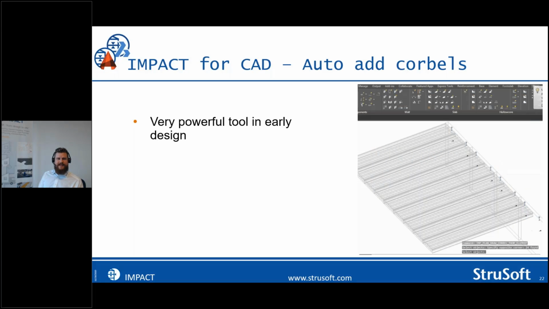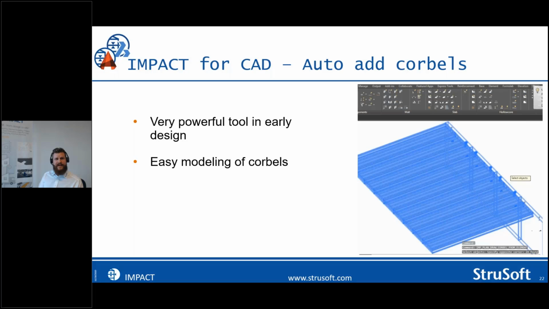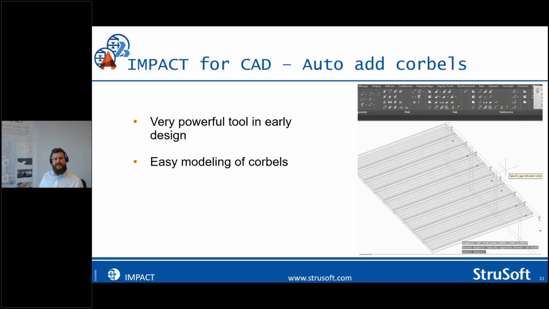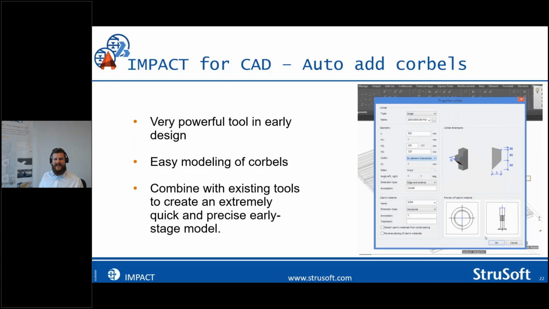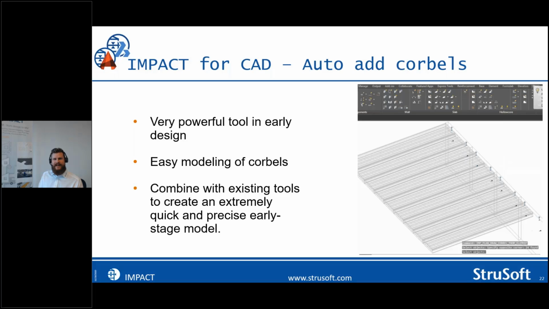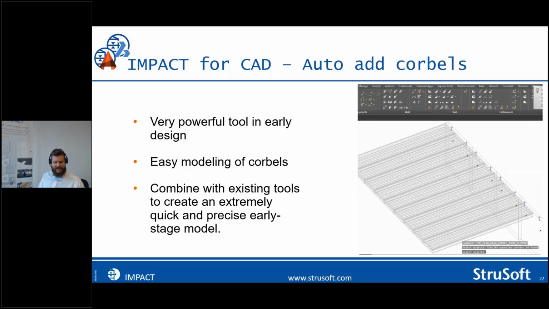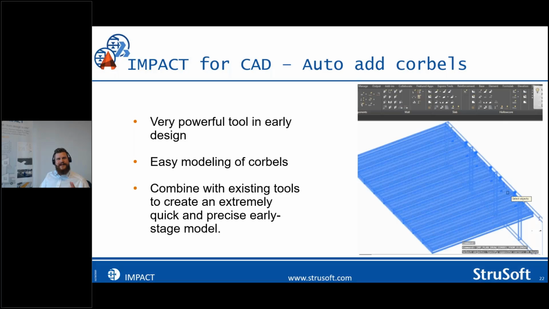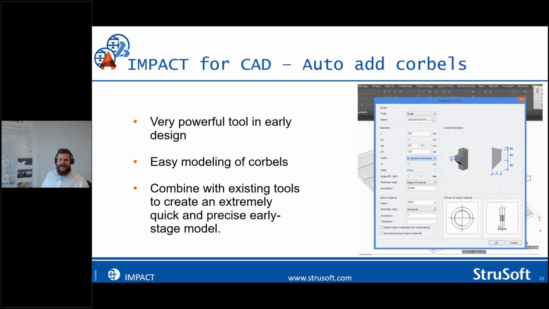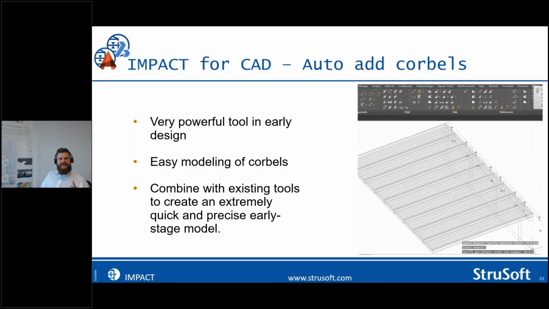So again, similar to the other thing here, this is a very powerful tool for you guys in the early design. It makes modeling of corbels super easy because it uses the regular corbel command from Impact. So the corbel you choose is the one that you've made and would have made manually anyways. So again, just making it easier. Combine it with existing tools, combine it with adding different things again, to make this a very quick and very precise early stage model, or just to make the actual modeling easier for yourself. So this is a very common thing. And I think you can say this is a little bit the topic for this year about Impact for CAD, that we just want to give you tools this time to make life easier for yourself.